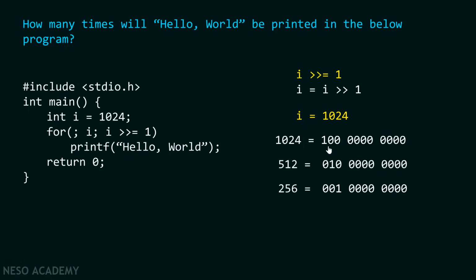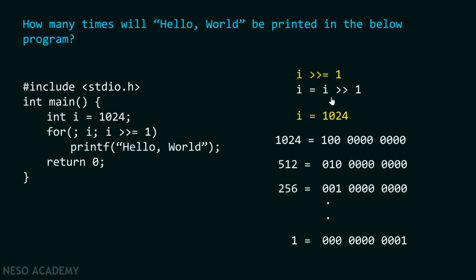If we observe carefully these bit patterns, we can clearly see that when this bit, that is 1, is at this position, then hello world will be printed 1 time. When 1 is in the second position, then hello world will be printed 2 times. When 1 is in the third position, then hello world will be printed 3 times. Now we can clearly observe that when this 1 reaches the last position, that is the 11th position, this means up till now hello world is printed 11 times.